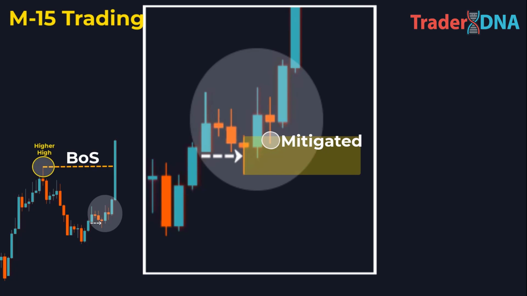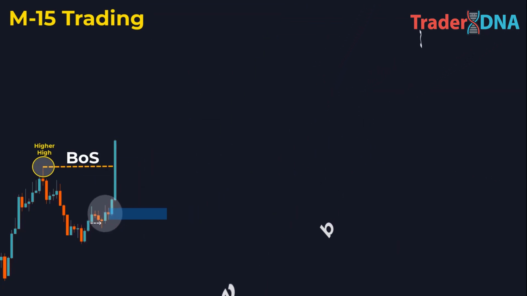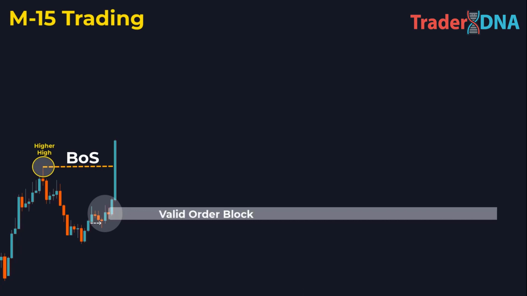When the order block we identify is mitigated by the last candle within a series of 3 candles, our focus should shift to the next candle as the valid order block. Therefore, this specific candle becomes our valid order block, forming the foundation for a potential trading opportunity.